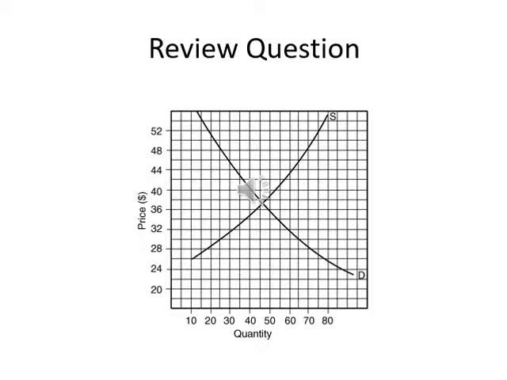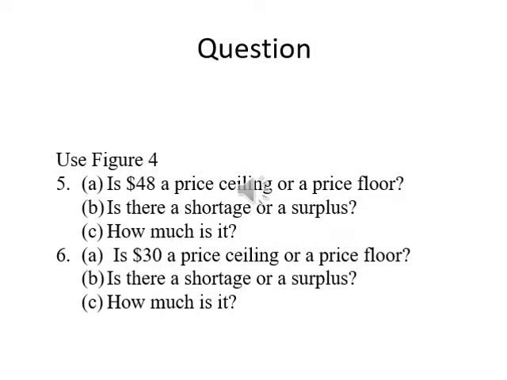Review questions. Look at the demand and supply curve of a good. Use Figure 4.5. A. Is $48 a price ceiling or a price floor? B. Is there a shortage or a surplus? C. How much is it? 6. A. Is $30 a price ceiling or a price floor? B. Is there a shortage or a surplus? C. How much is it?